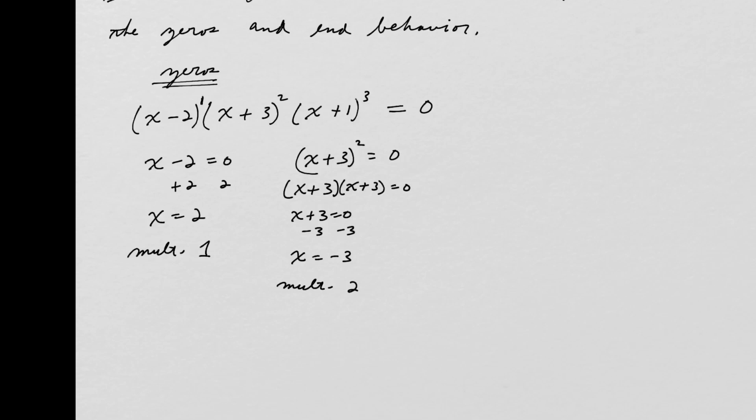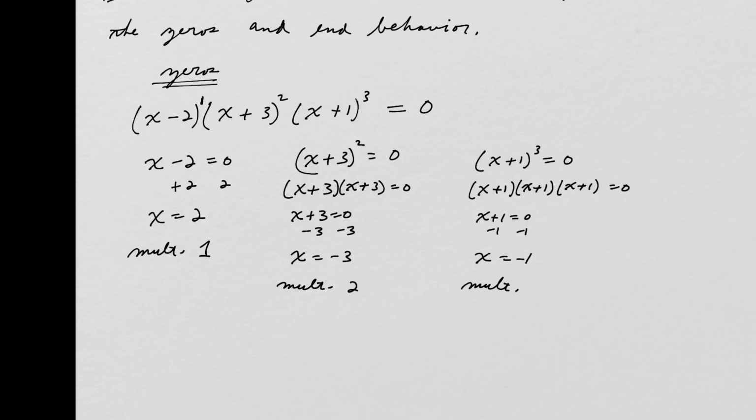It's a double root. And then finally, if I set the third factor equal to 0, this really means x plus 1 times x plus 1 times x plus 1 is equal to 0. So I'll just do one of them. If I set one of them equal to 0, I'm going to get x equals negative 1. And that is multiplicity 3, because I'm really getting that same answer 3 times, right? So multiplicity 3.